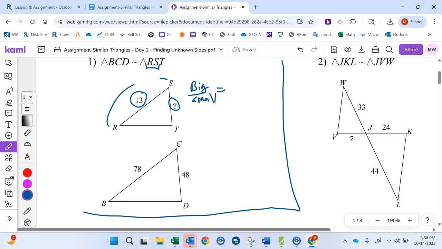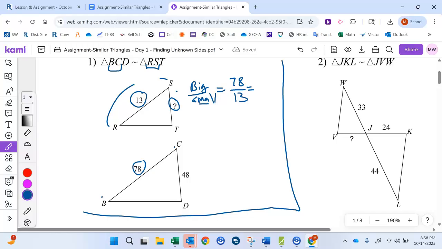So let's take the 13 for the SR, that's these first two letters. That's going to go on the small, it's on the bottom, right? Small. Well, what side corresponds to that? Well, it's the first two letters, BC. Which one's BC? That's this one, right? BC. So that's 78. So that goes on top. And what does that equal to?